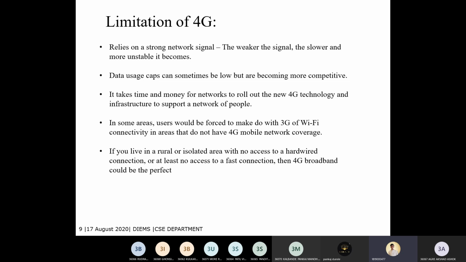Data usage caps can sometimes be low but are becoming more competitive. It takes time and money for networks to roll out the new technologies and infrastructure to support a network of people. In some areas, users would be forced to make do with 3G or Wi-Fi connectivity, as rural areas do not have 4G network coverage. If you live in an urban area with no issues of connection, then 4G might be perfect.